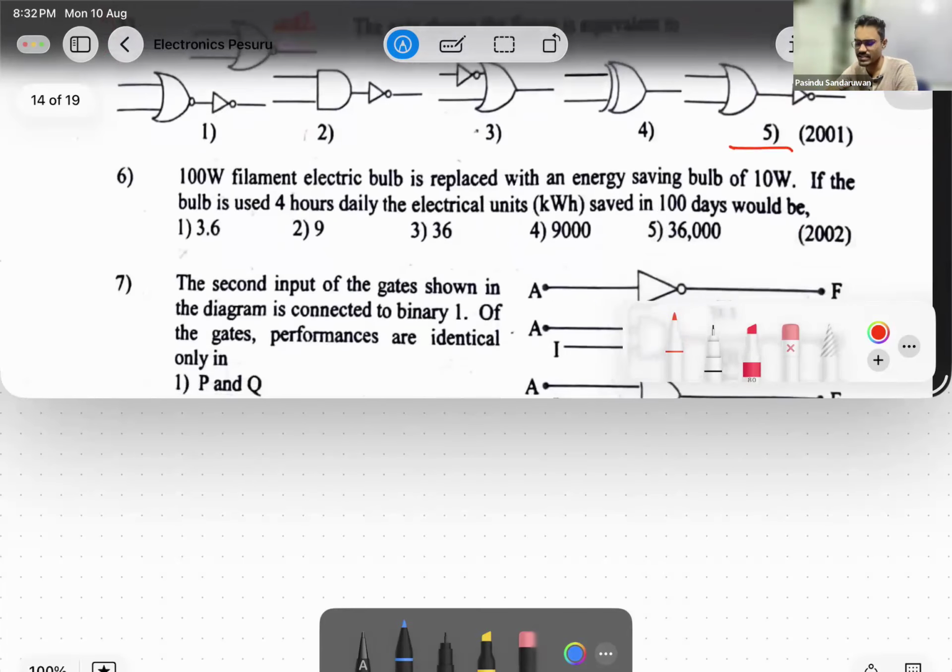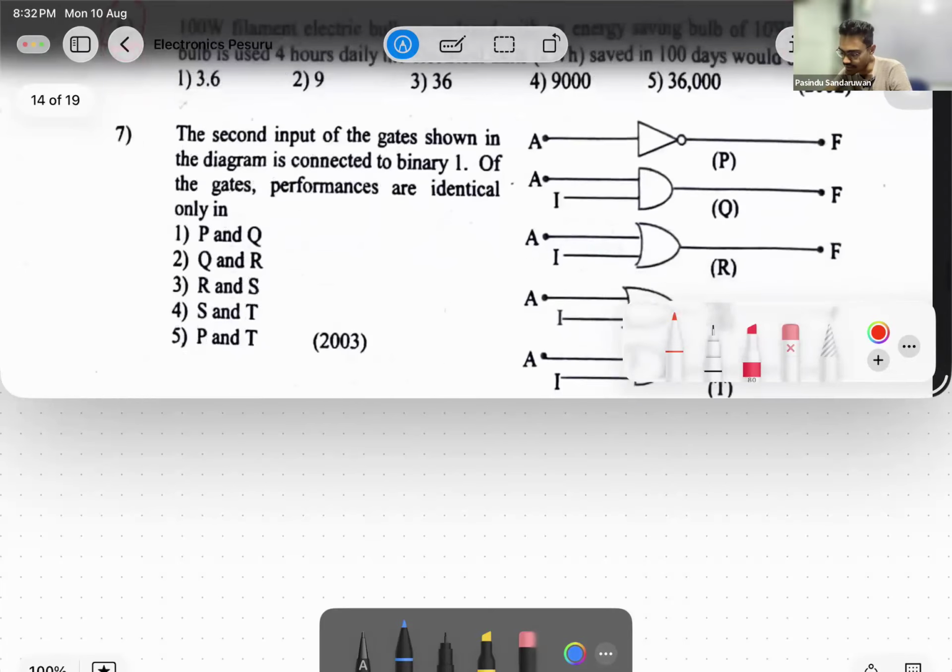6 is a question put here mistakenly. That is an electricity question. I think I discussed it in electricity. So I'm going to skip this, because that is from electricity, mistakenly put here.